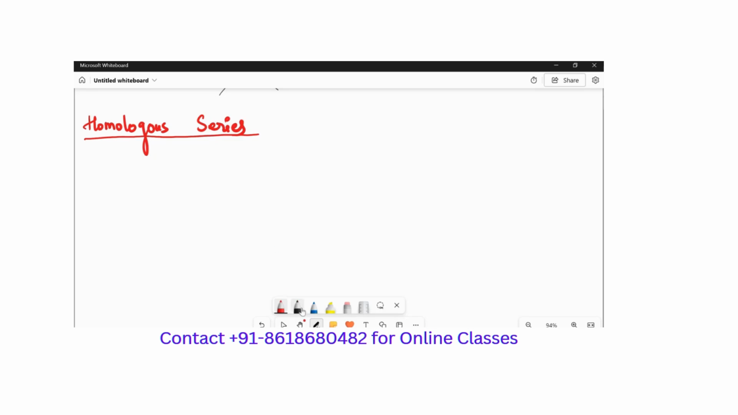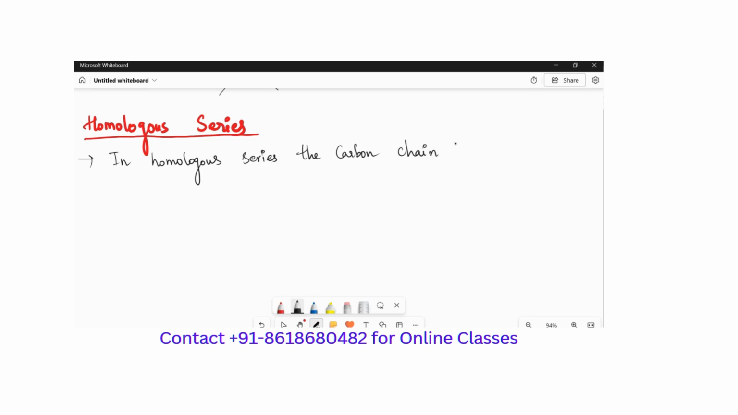On the basis of the functional group, we have this homologous series. What exactly is this homologous series? For better understanding, I'll tell you. In homologous series, the carbon chain differs by CH2. If you want to write, you can just write it: in a homologous series, the carbon chain differs by CH2.